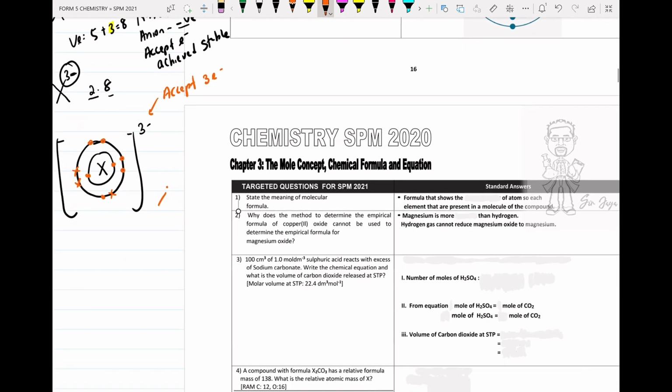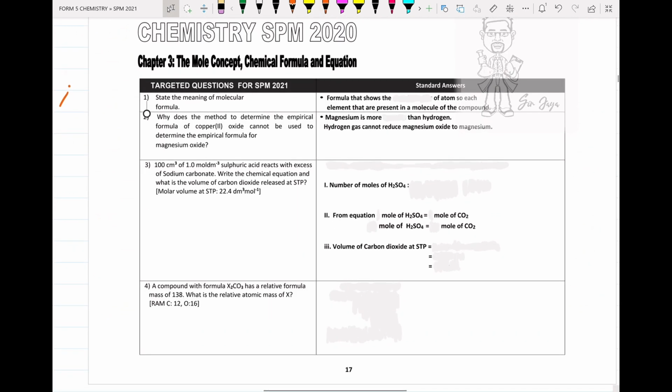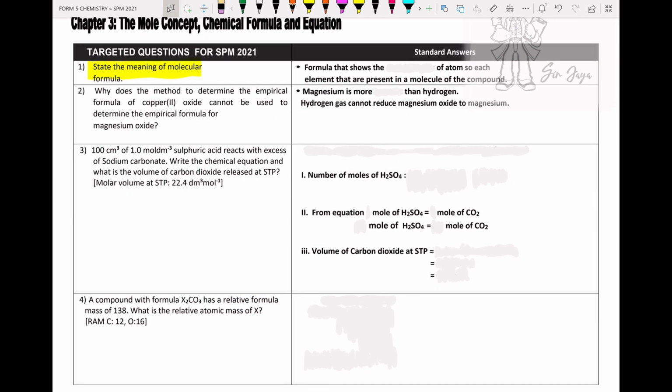All right, so we move on to the next part, chapter 3. Under chapter 3, the mole concept, chemical equation, and formula. Here there is one definition that students must remember also: the empirical formula, and the next one will be the molecular formula. What is meant by molecular formula? The formula that shows the actual number of atoms of each element present in a molecule that forms a compound.